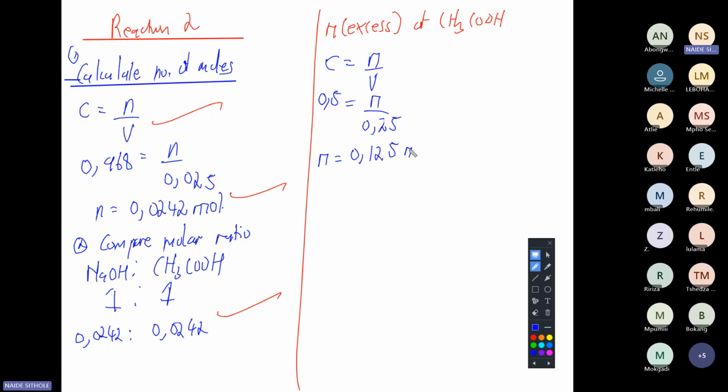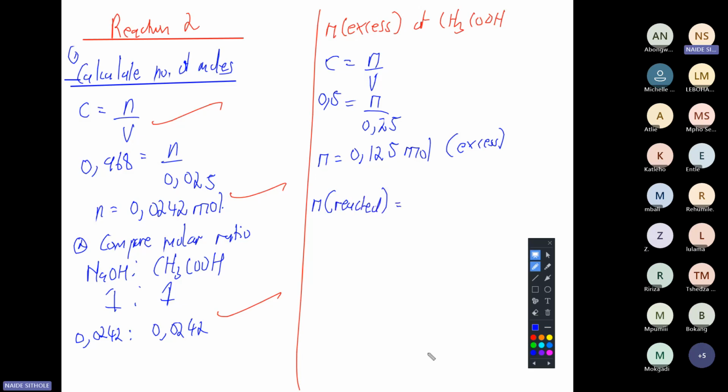0.125 mole. Right? So this is what we have. Now, remember, this is in excess. Right? And then what do we want to calculate? We want to calculate the number of moles that reacted.